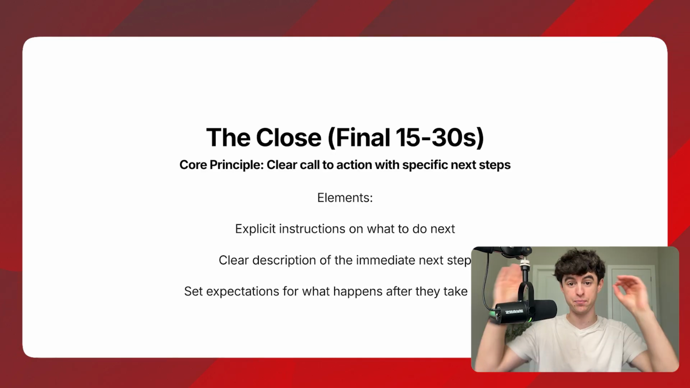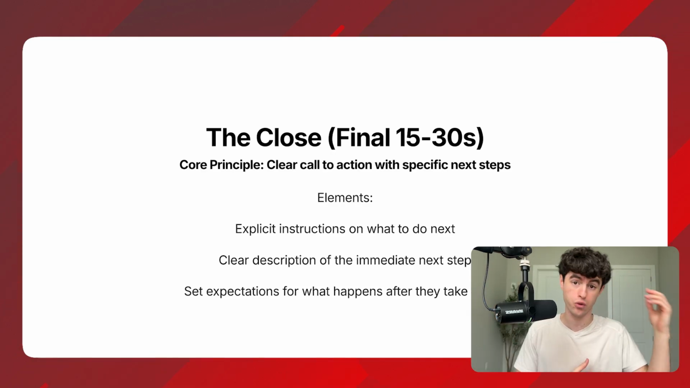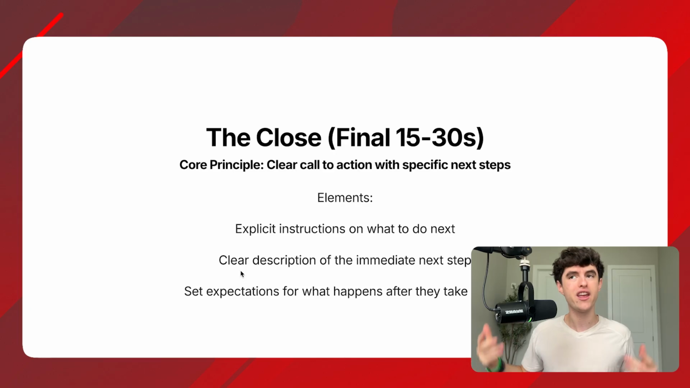All you need to do is explicitly instruct the watcher on what to do next, give them a clear description of the immediate next step, and then set expectations for what happens after they take action. So, click the link below to utilize our free unique mechanism call. Let's say you want to schedule a call. And then from there, you're just going to input a couple questions, book a call in the calendar. We're going to get back to you within X amount of time. And we're going to get on that call and break down all of your options to see what makes the best sense for you, right?